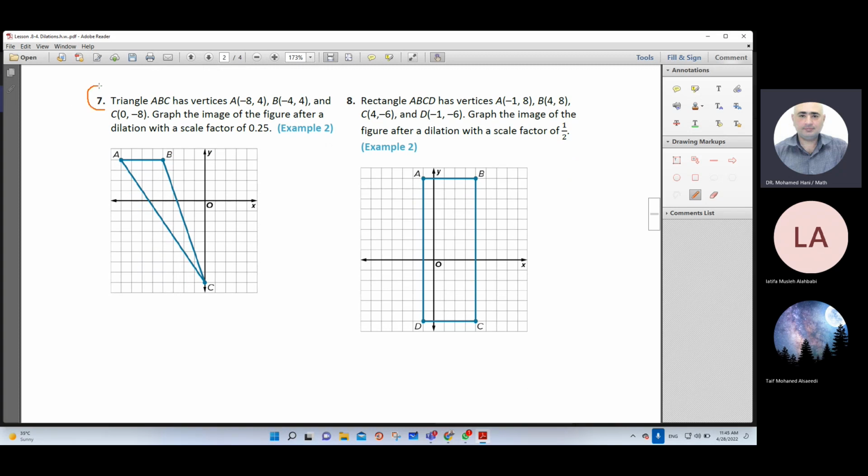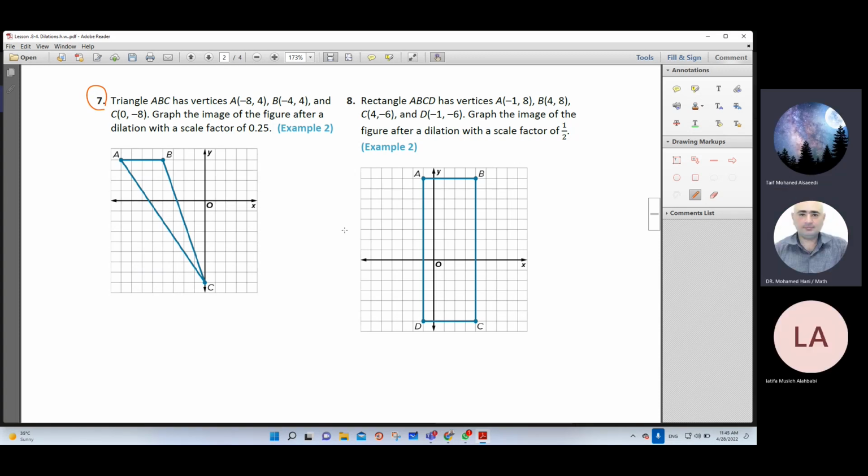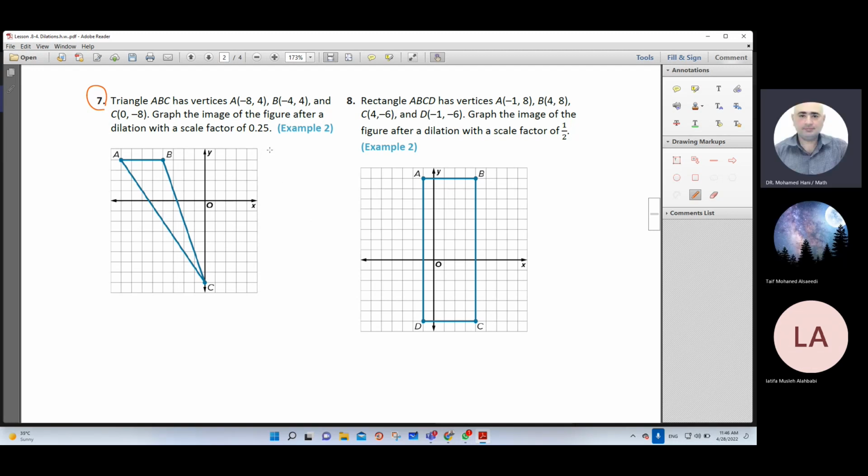Can you read number 7, please? Triangle ABC has vertices A (-8, 4), B (-4, 4), and C (0, -8). Graph the image of the figure after a dilation with a scale factor of 0.25. Thank you. And as you see, we have 0.25.